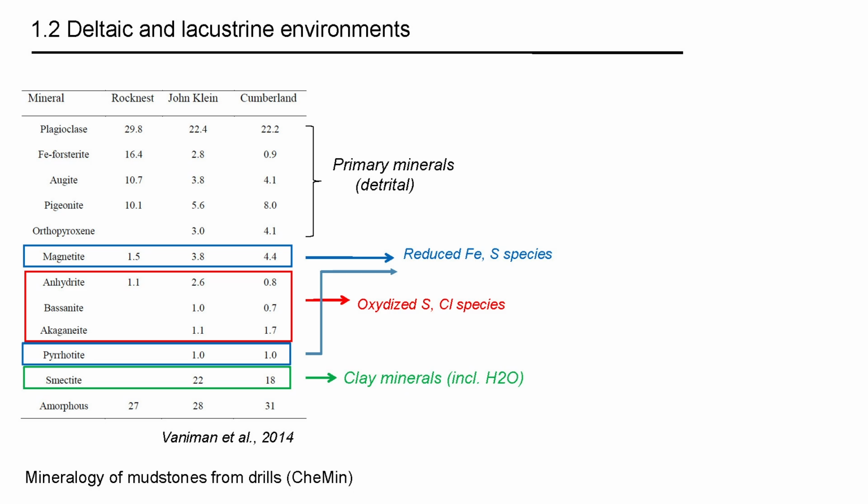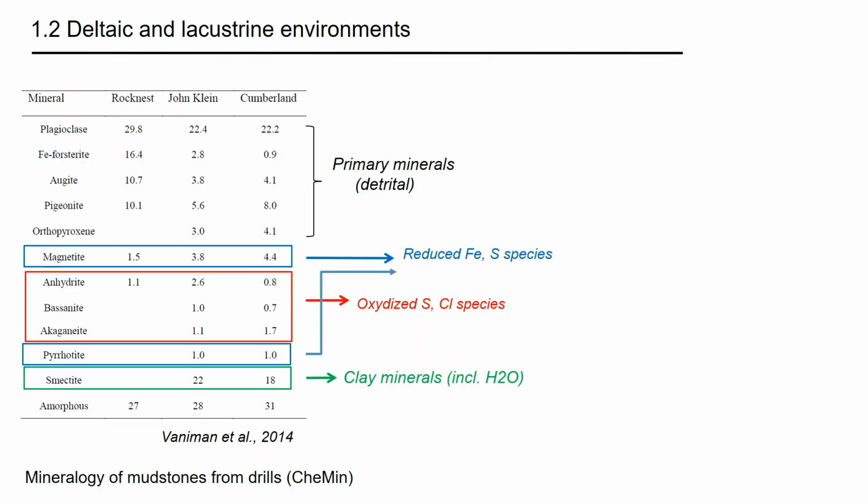Now, this is the facies and the texture, but when we go a little bit further in depth in the measurements, thanks to the drills, it was investigated both the chemistry and the mineralogy. And the mineralogy is really interesting in this location. What you can see here are the different minerals from two drills, John Klein and Cumberland, which are in the mudstones, compared to Rocknest, which is a sand dune just nearby, which is close to typical mafic terrain on Mars.